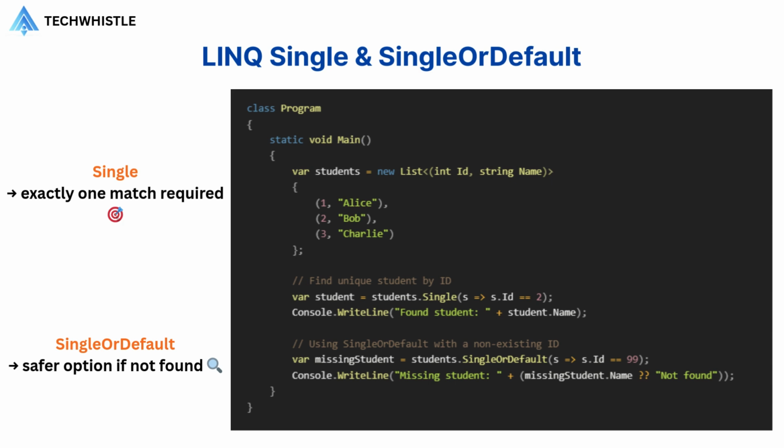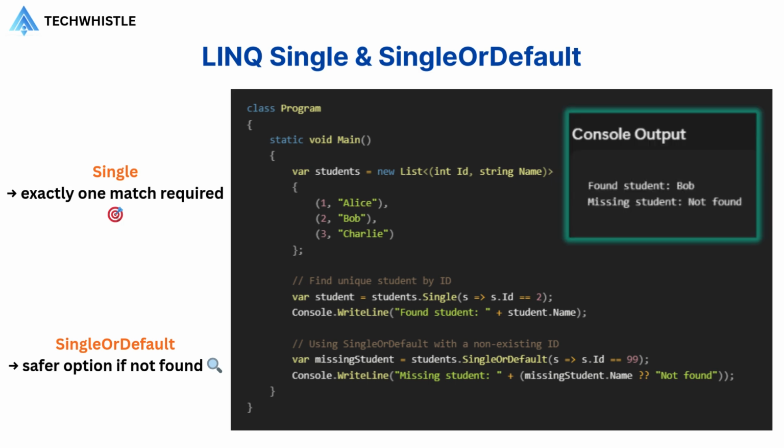In our example, we're searching for the student with ID equal to 2. Since only Bob has that ID, Single finds him successfully, and we print his name to the console. Found student: Bob. Perfect. But what if we look for something that doesn't exist, like a student with ID 99? If we used Single, the program would crash because there's no result at all.